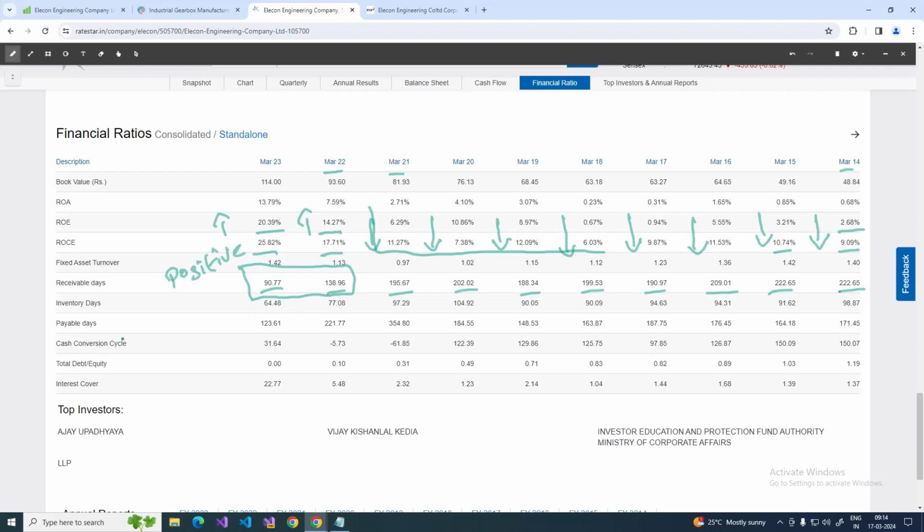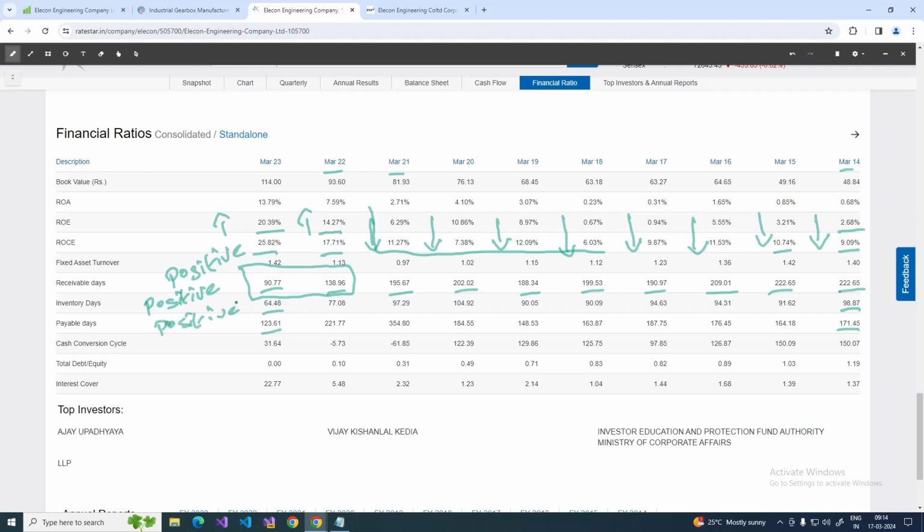And inventory days, in 2014 were 98 days, now currently 64 days. It decreased from 98 days to 64 days. This is a positive sign. Payable days decreased from 171 days to 123 days. Here they are paying their dues to vendors within 123 days. This is also a positive sign.